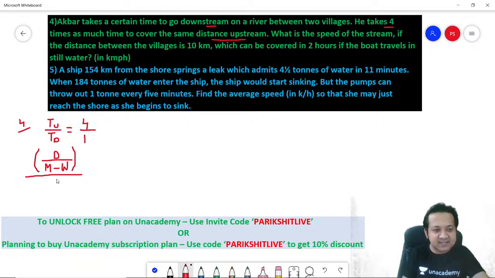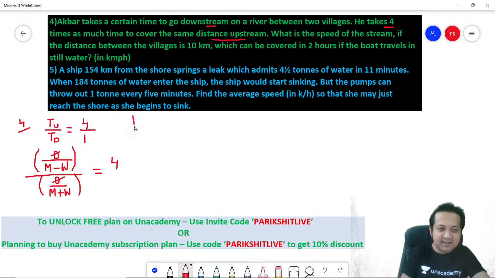Time is distance divided by the speed. Downstream means you are going along the direction of water. In that case, it would mean M plus W because water is helping you to move forward. Correct? So this is going to be 4:1, which is 4. So d and d will cancel out, right?